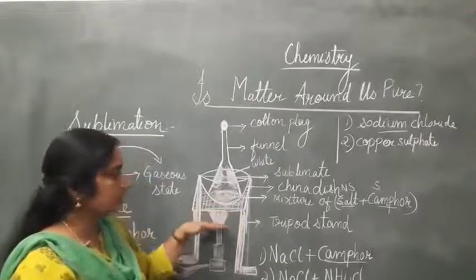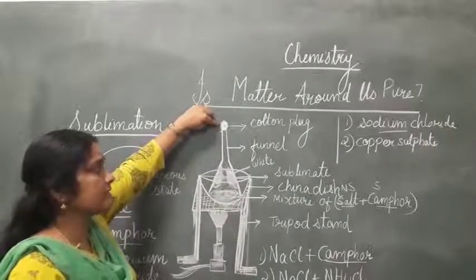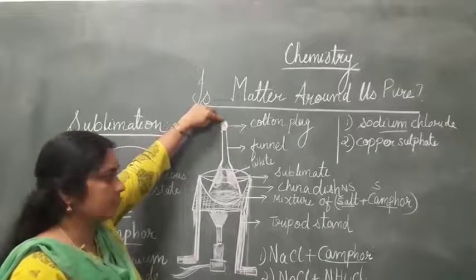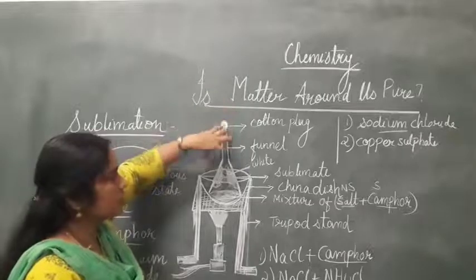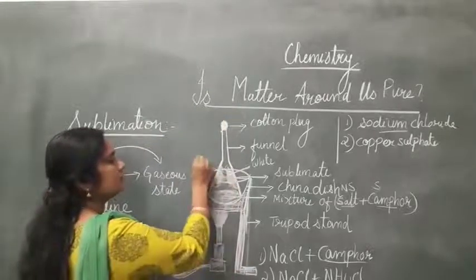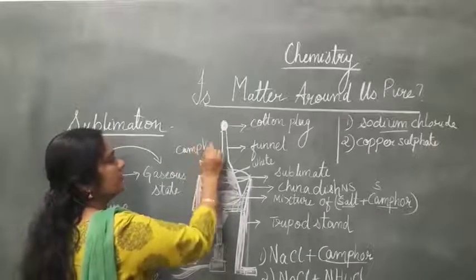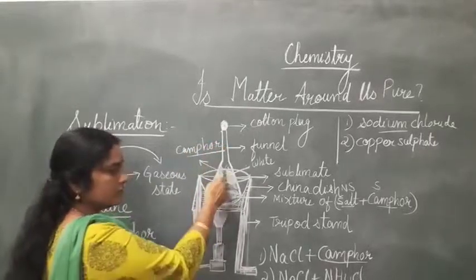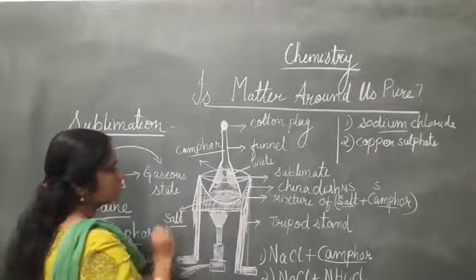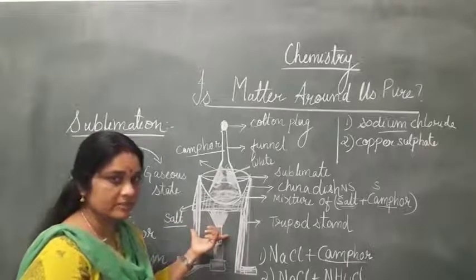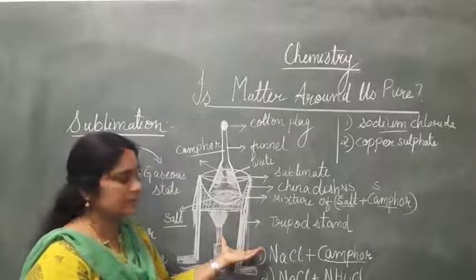So you have to draw the diagram and label the parts. The main reason why the cotton plug is kept here is so that the vapors of the sublimable material, that is camphor or ammonium chloride or iodine, should not escape. Here you will find this is a sublimate of camphor. If you are using camphor, camphor will be collected on the inner side of the funnel, and in the China dish the salt will be left behind. So this method is known as sublimation. This is useful for separating sublimable material from non-sublimable material.